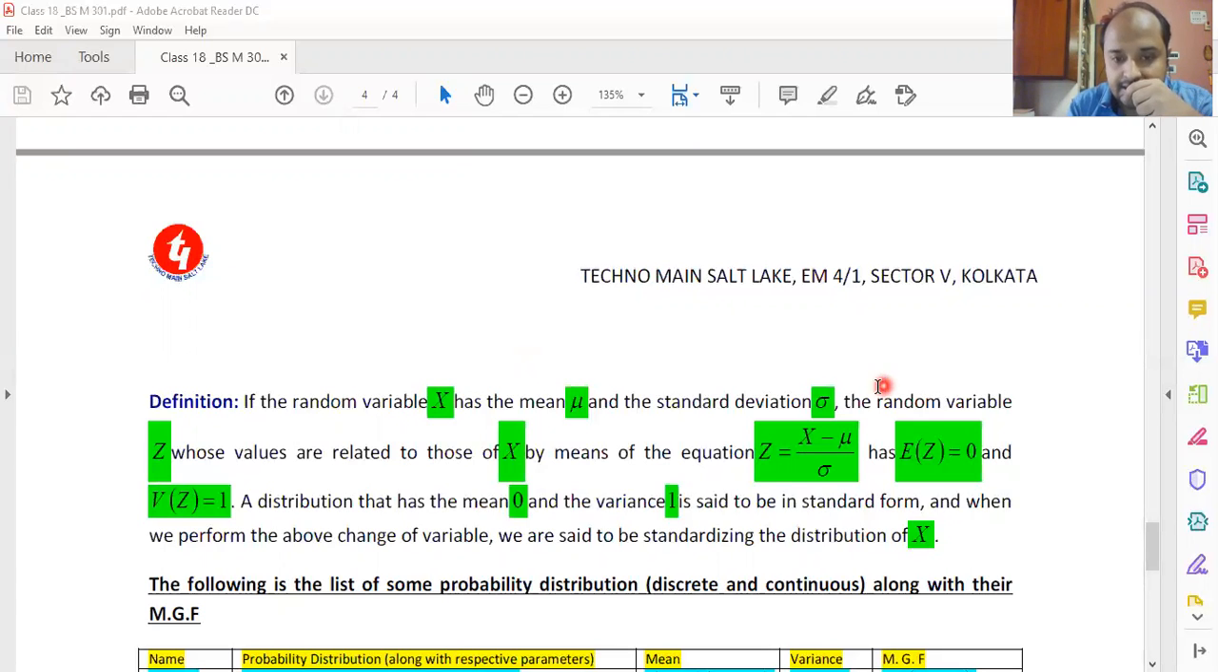Remember this. If I give a transformation like this to the variable capital X, that is, shifting the origin and scale, then I am standardizing the distribution of capital X. This is called standardization. Remember this term, standardization.